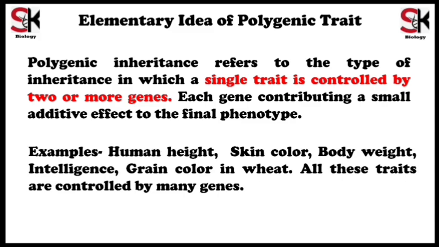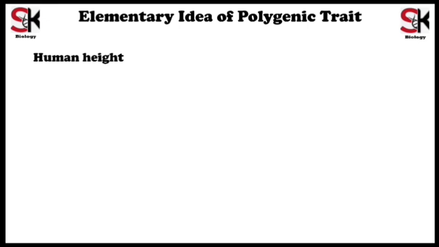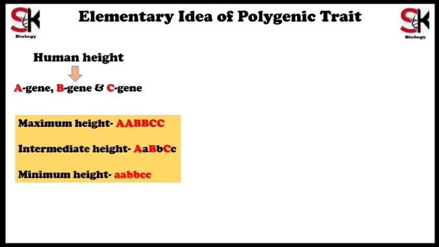Examples of polygenic inheritance are human height, skin color, body weight, intelligence, grain color, etc. All these traits are controlled by many genes. Let us discuss an example of human height. Suppose human height is controlled by three genes, A, B, and C. Here, three possibilities can be easily observed.